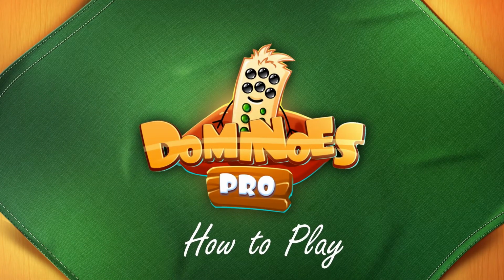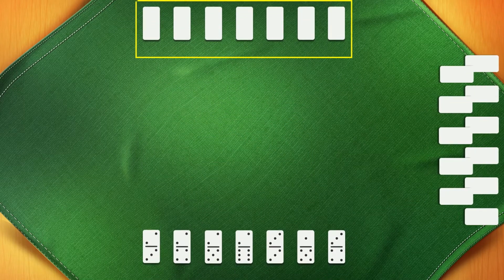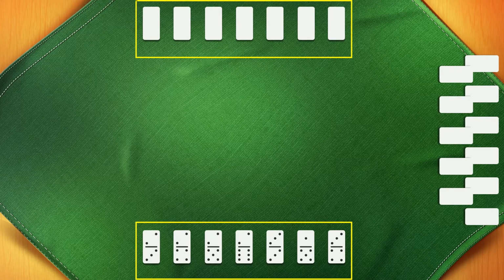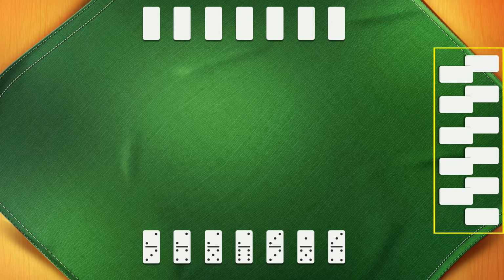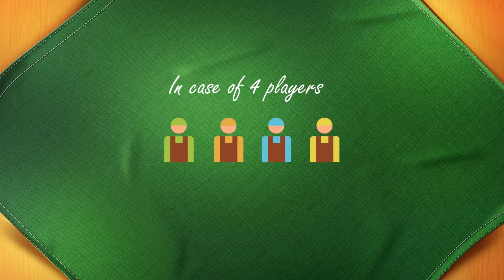Playing dominoes is pretty much simple. Two players draw an opening hand. Take 7 dominoes from the boneyard and stand them on the table so that your opponent can't see their faces. The remaining bones will be the drawing boneyard. In case of 4 players, each player takes 7 bones and there is no drawing boneyard.